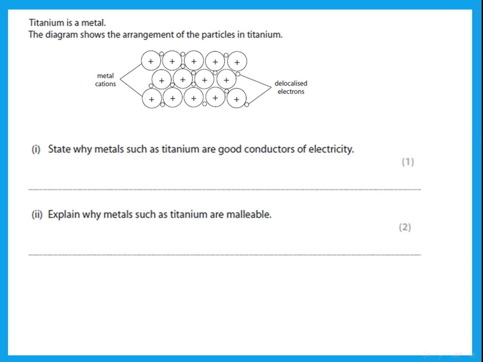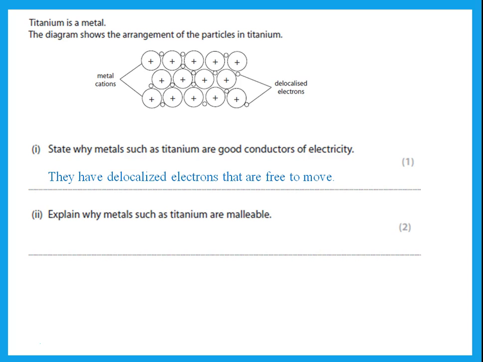So let's take a look at this question. Titanium is a metal. The diagram shows the arrangement of the particles in titanium. State why metals such as titanium are good conductors of electricity. We said metals are good conductors of electricity because what? Because they have delocalized electrons that are free to move.